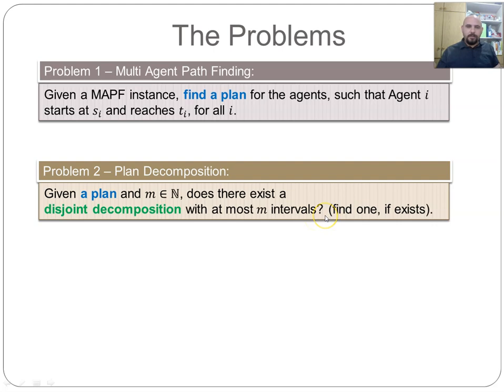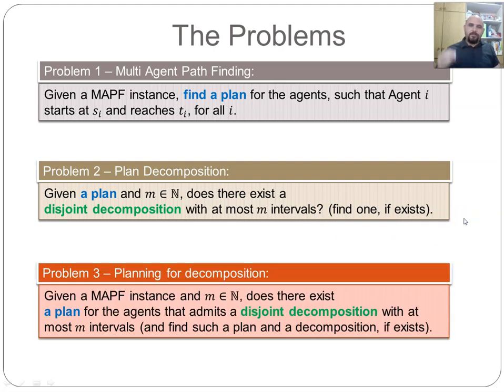Now, once you think about this plan, you actually see that a much more interesting problem is to find a plan that admits a simple decomposition. So given a multi-agent pathfinding instance without a plan and this parameter m, can we find some plan that admits a disjoint decomposition with at most m intervals? That is, can we find a plan that decomposes well into a small number of segments? That is an easily explainable plan.